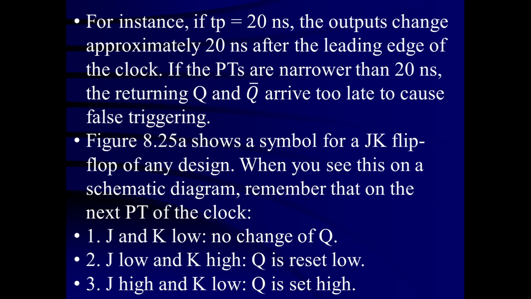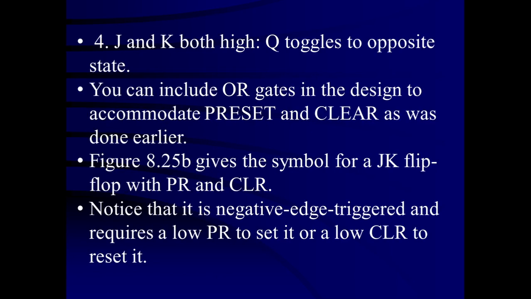J is low and K is high: Q is going to be reset and Q becomes 0. This is called the reset condition. Third condition, J is high and K is low: Q is going to be set and Q takes the value of 1. And the fourth condition, when J and K are both high, Q toggles to the opposite state.